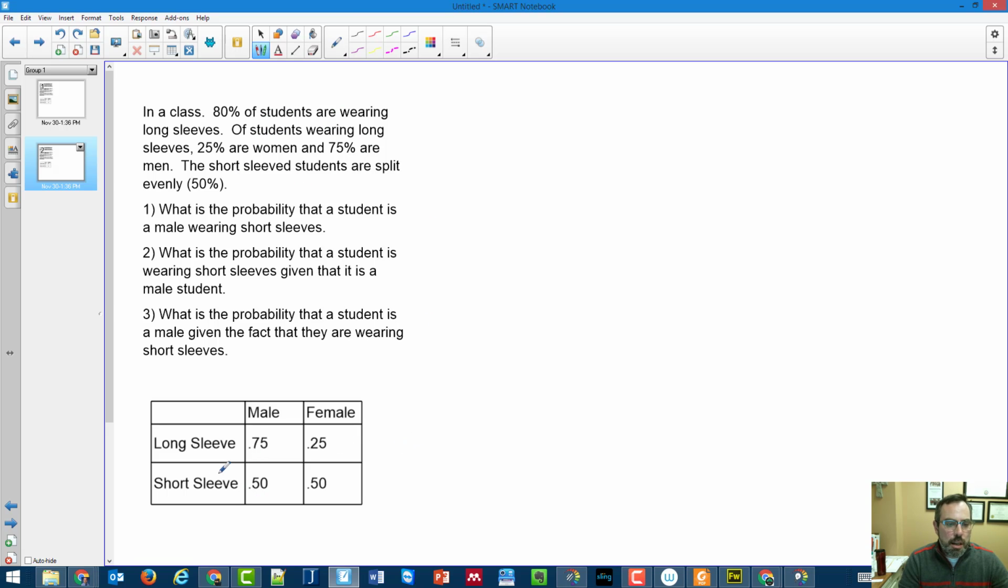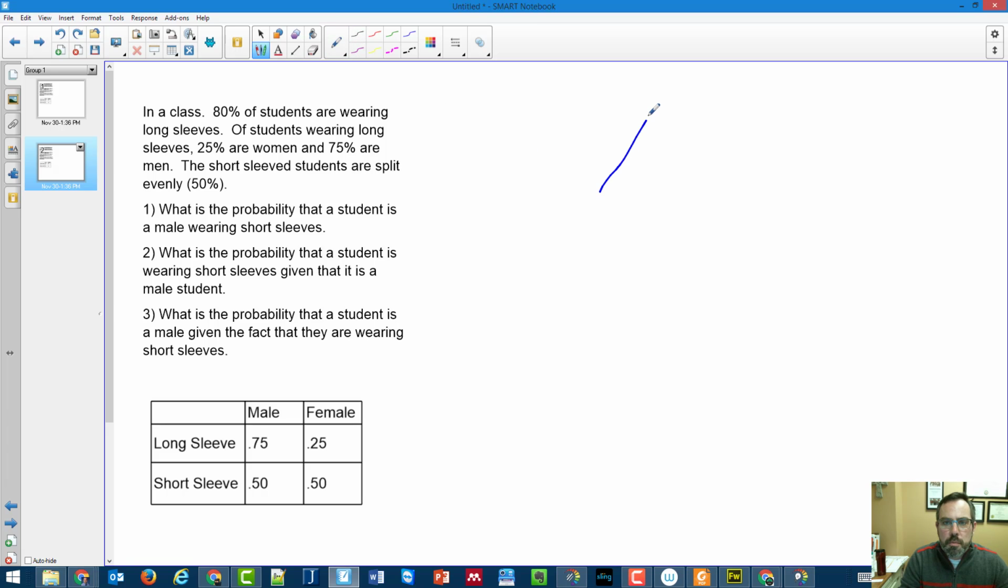I made a little chart down here, and I want you to recognize the way that I did this. Here's my long sleeve students, 75% male, 25% female. My short sleeve students are 50-50. What I haven't put on here is the fact that 80% of students are wearing long sleeves. So let me show you how this works in a tree diagram setting.